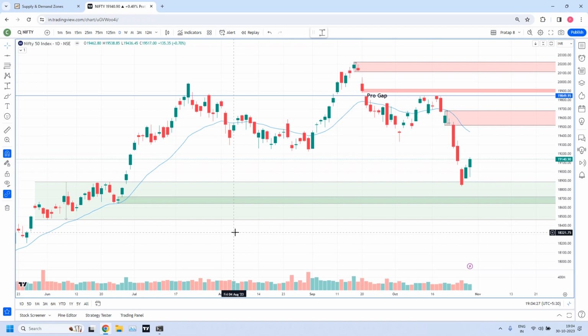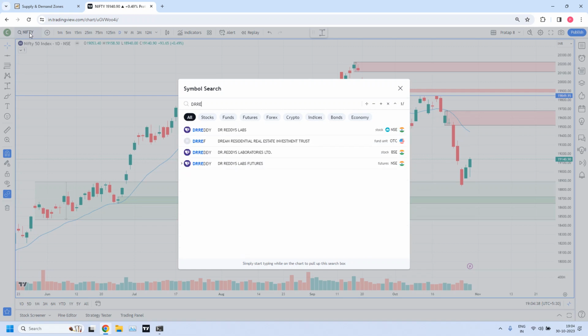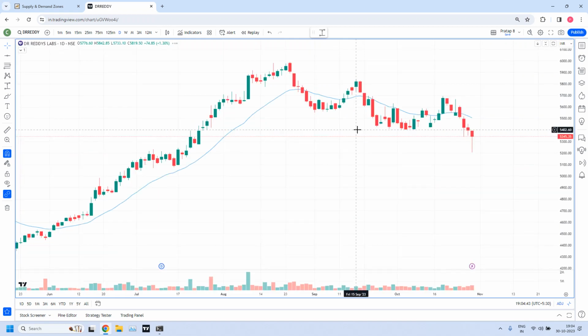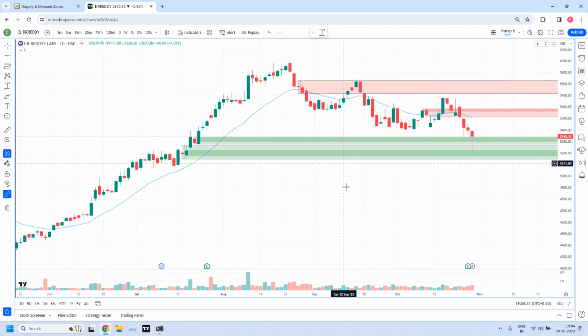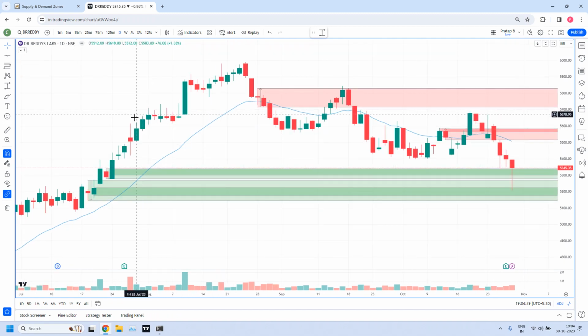So let's look into the demand zones triggered. The first one is Dr. Reddy. It is a high liquidity zone already tested. You might know a concept called LOTL, level on top of the level. What is LOTL?